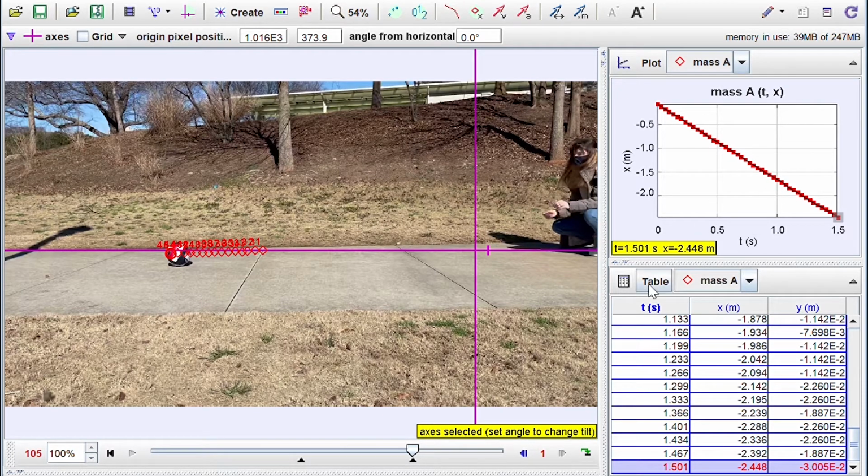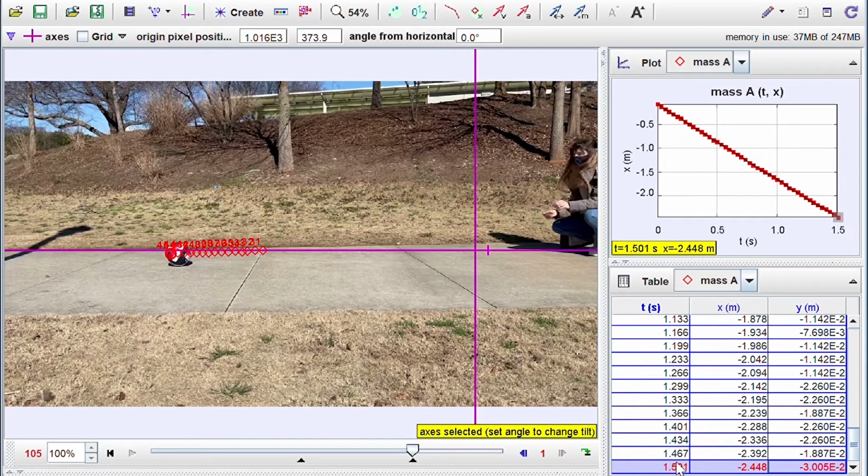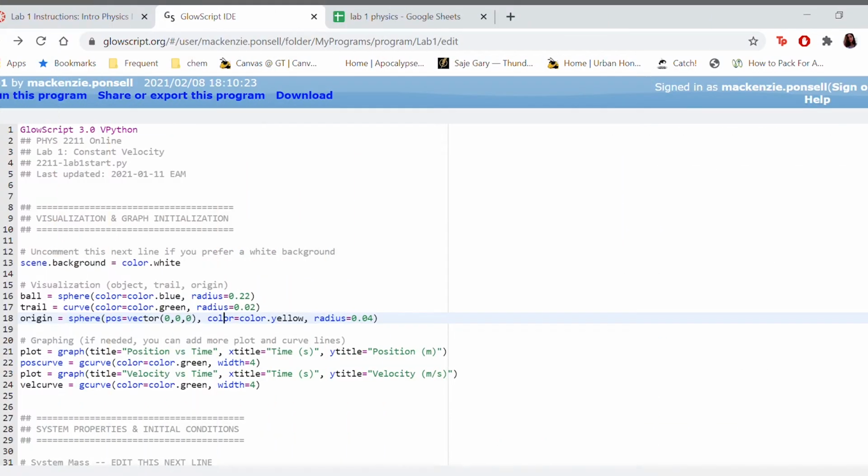As the ball moves, it also corresponds with our data points here, which is our time, and our x, which is our position. And that goes all the way to our final time of 1.501, with our final position being negative 2.448. Here we have our GlowScript code written in Python.